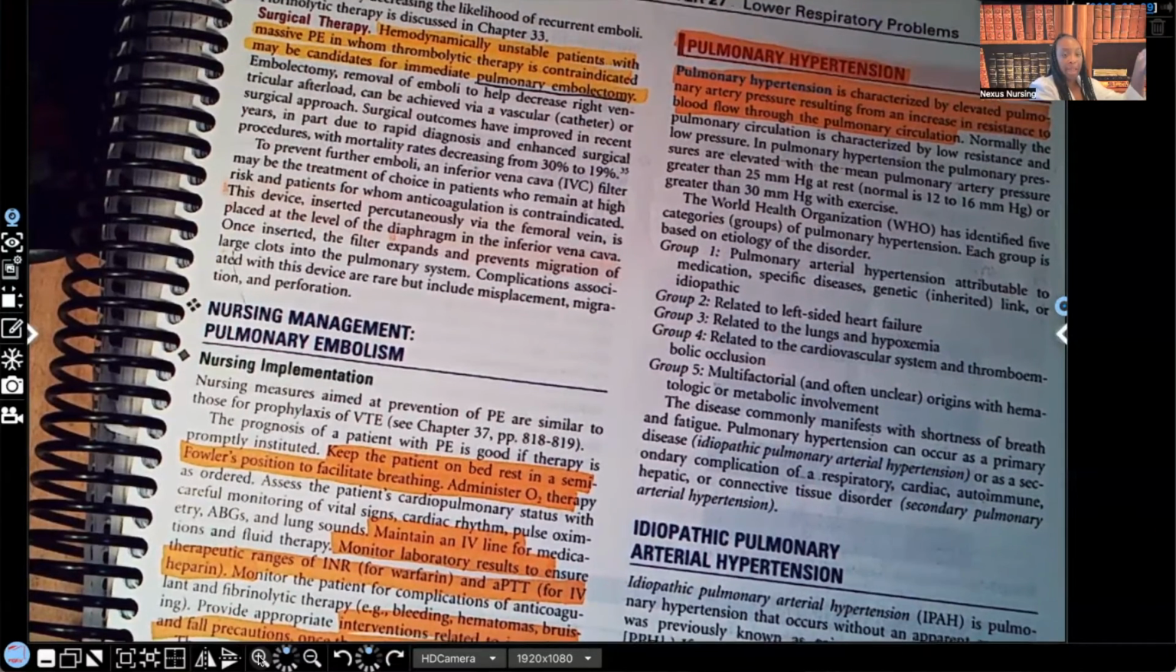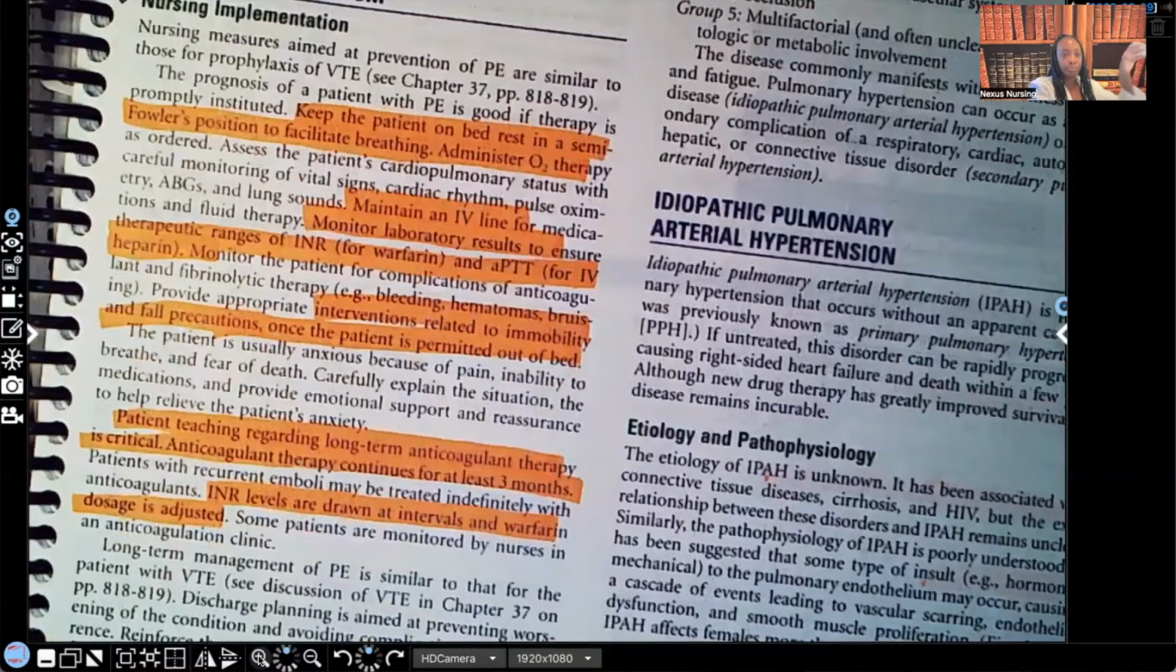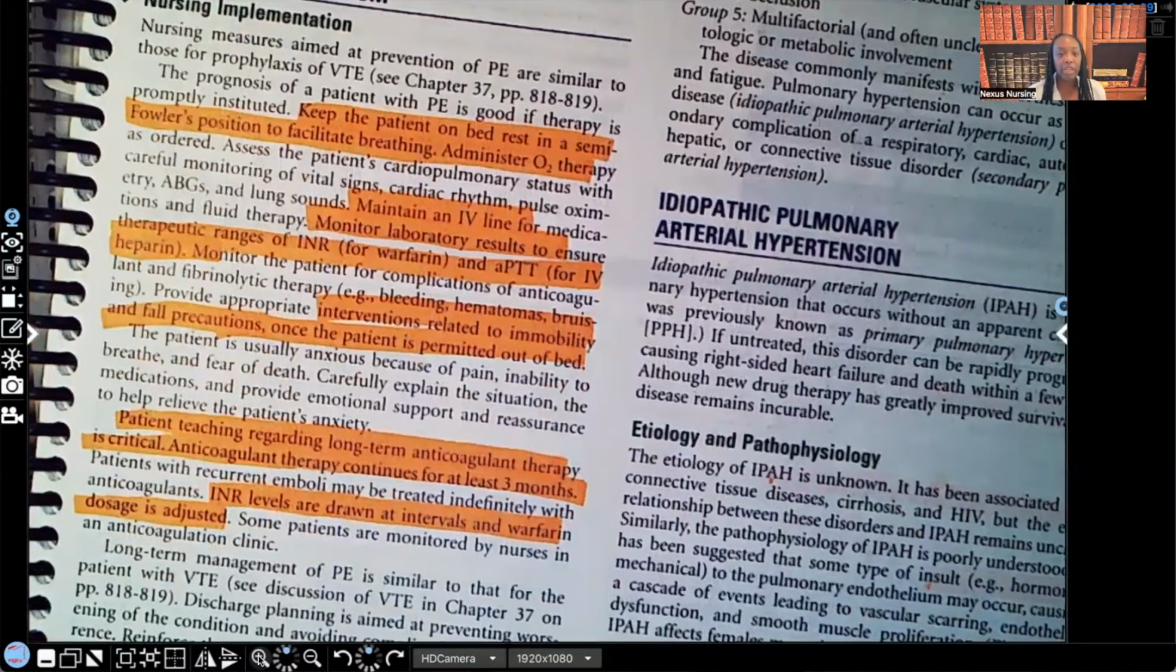Look at the nursing management for pulmonary embolism. You're going to keep the patient on bed rest in a semi-Fowler's position to facilitate breathing. You're going to put that patient on oxygen. You're going to maintain an IV line for medication. You're going to make sure you're monitoring the patient's lab results. You're going to be looking at the INR for Coumadin, the PTT for heparin.